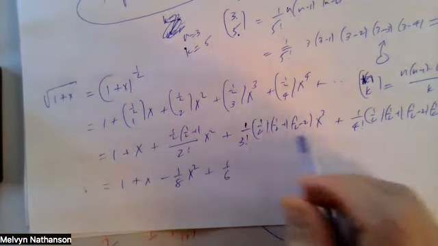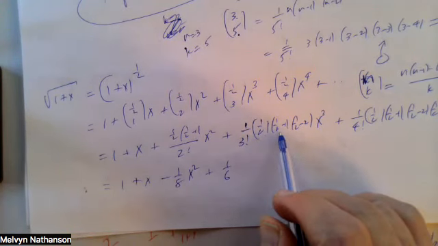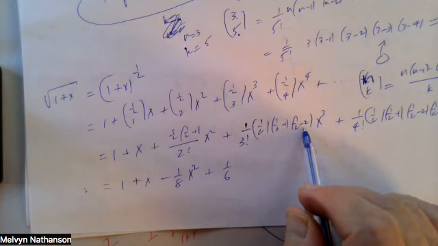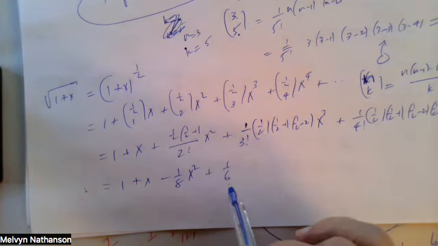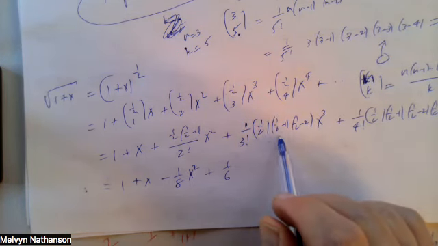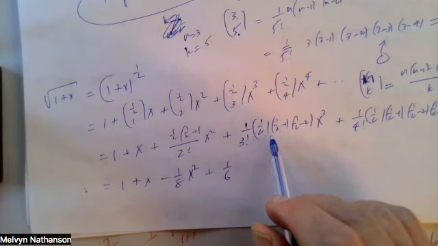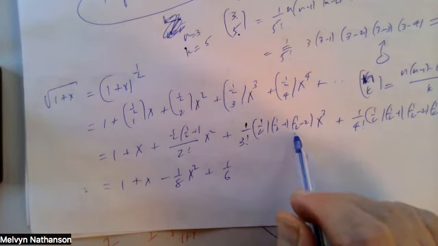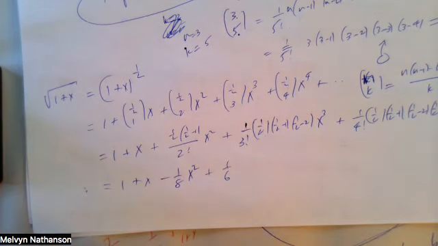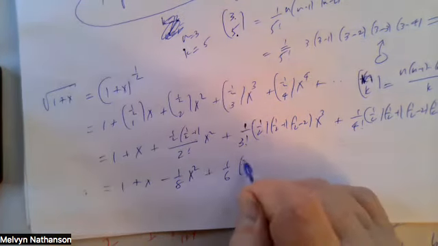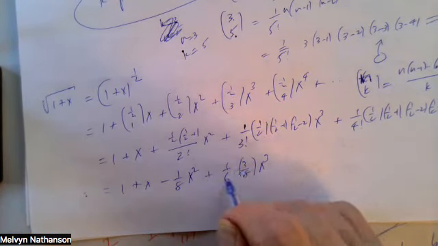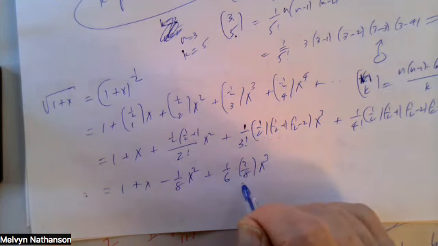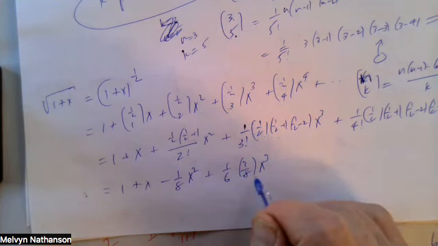Plus this is 1/6 times a half, times a half minus 1, that's a half times minus a half, times minus 3 halves. A half minus 1 is minus a half, this is minus a fourth times minus 3 halves. That's 3 over 8 x cubed. This is really the same as 3 over 6, 1 over 16.